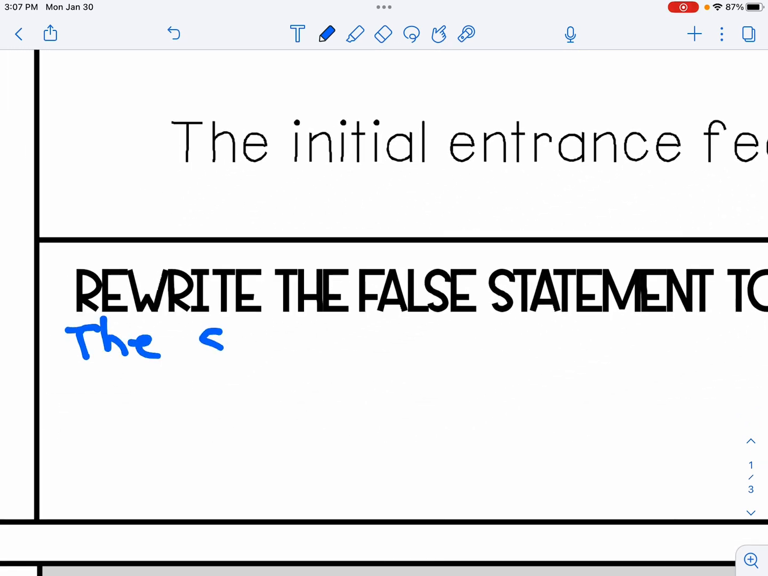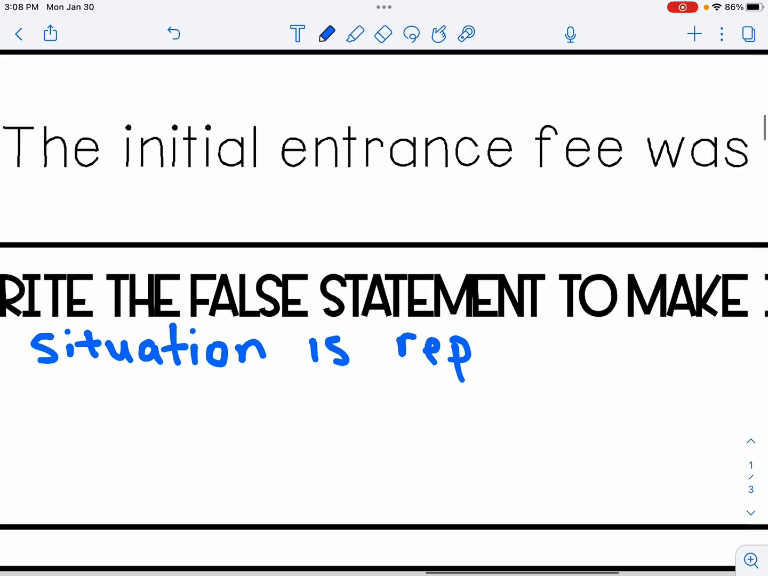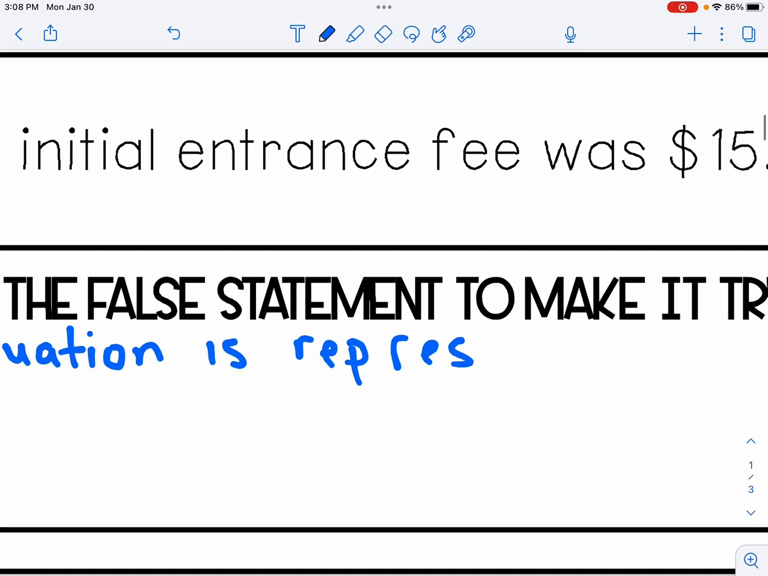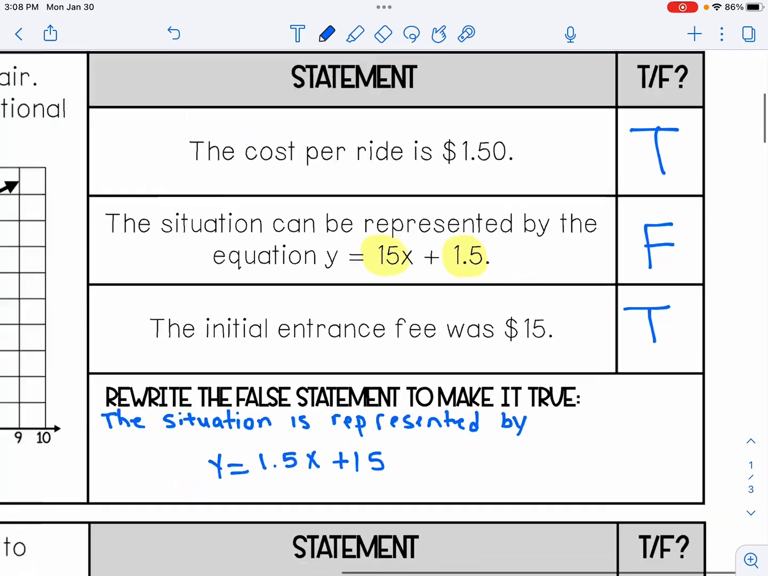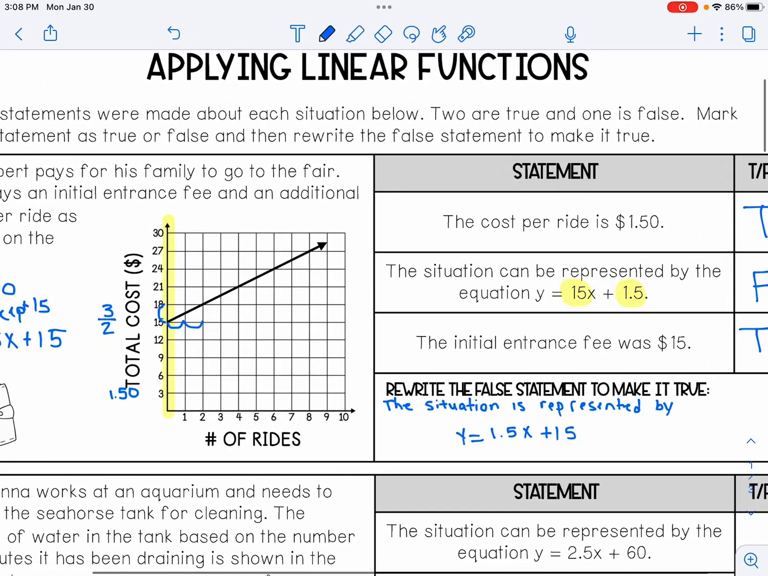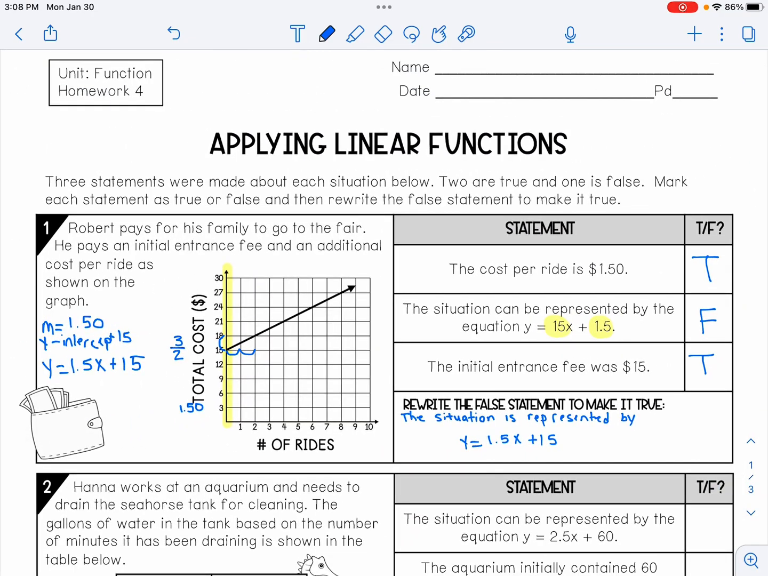The situation is represented by y equals 1.5x plus 15. Again, pause if needed to write down anything that you have missed.